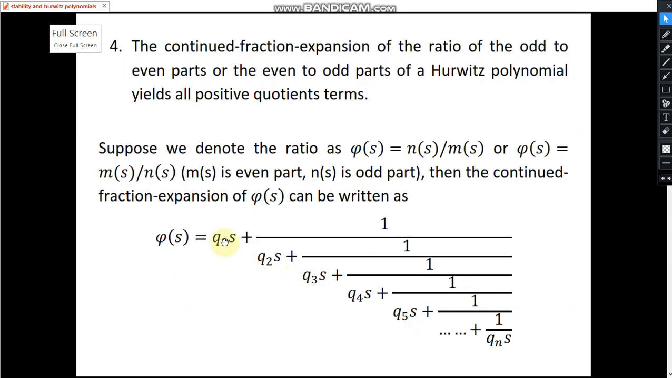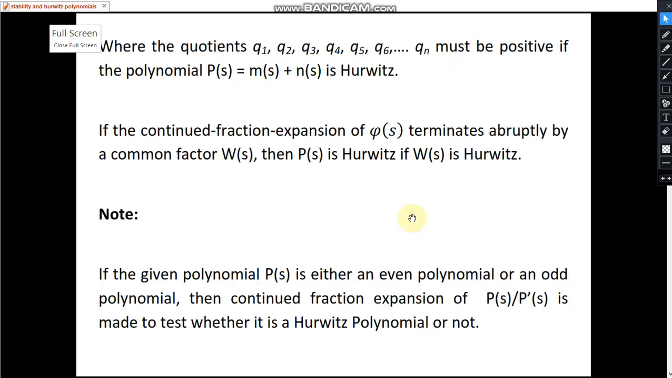So if any of these quotients comes out to be negative, then we can directly say that the polynomial is not a Hurwitz polynomial. If suppose this second term comes out to be negative, then there is no need to complete this continued fraction expansion. At this stage itself, we will say that the given polynomial is not a Hurwitz polynomial. But if this comes out to be positive, we have to continue until this whole thing is exhausted or there appears any negative quotient.